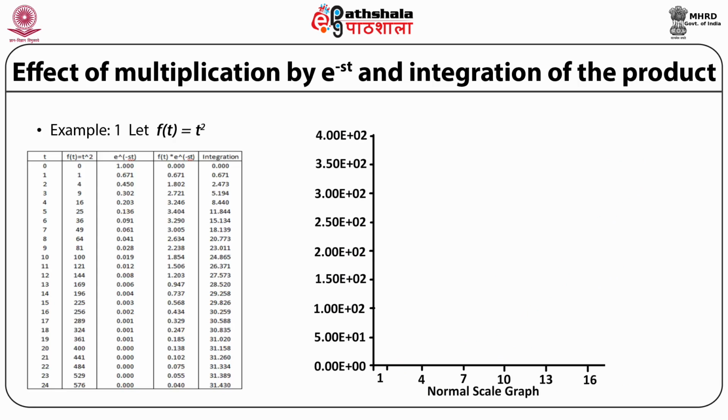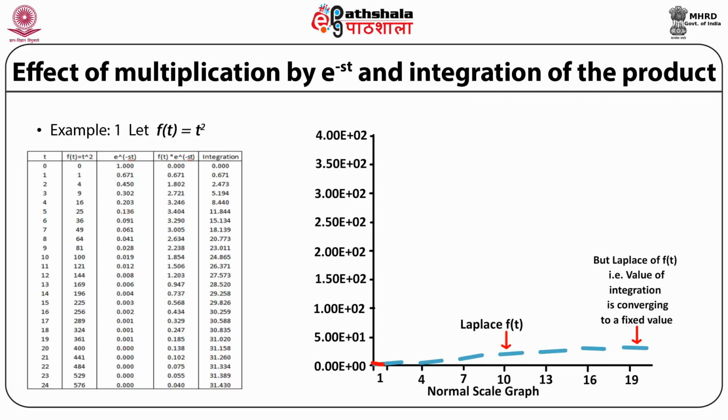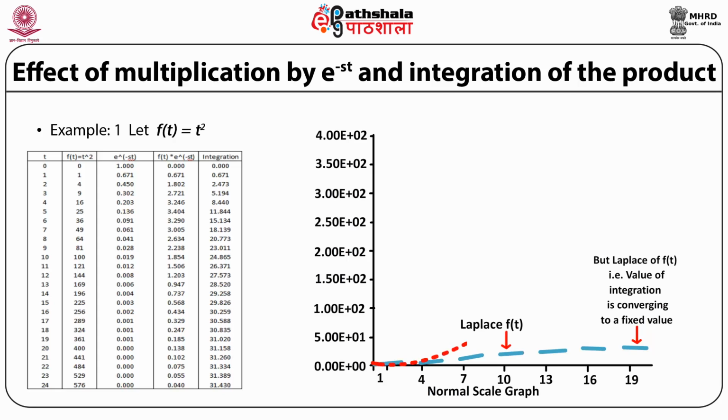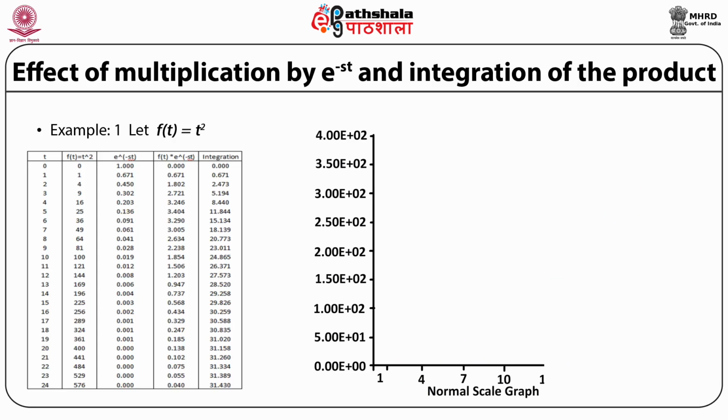For example, we take the point time t equal to 2. We know f of t into e power minus st is 1.801. So what you have to do is add 1.801 to 0.67 and plus 0. You have to add it to the previous values, right? 0.671 is the previous value and 0 is the first value. So you add that to 1.8, and you get 2.473.